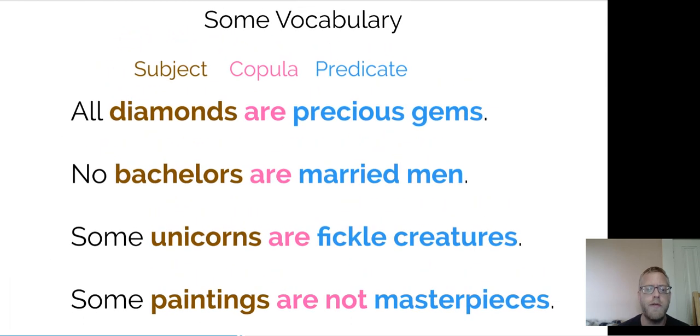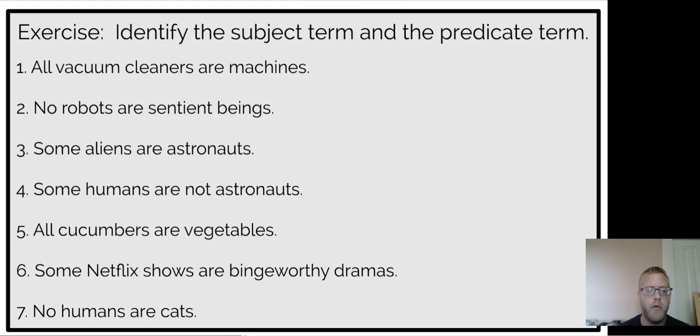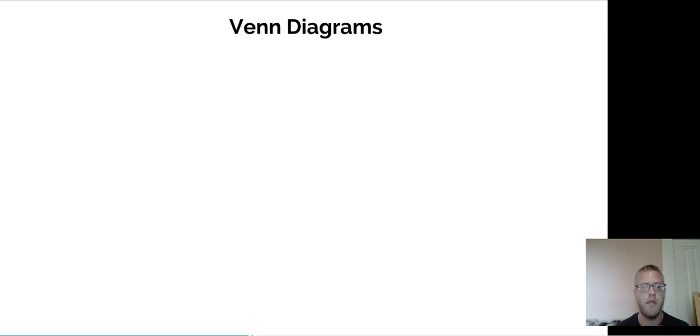Okay, so let's move on here. I had you do that exercise. All right. So let's learn about Venn diagrams. That's going to be the basic bread and butter. That's going to show you whether or not an argument in categorical logic is valid or invalid. It's a nice visual way of being able to show that an argument is valid or invalid.